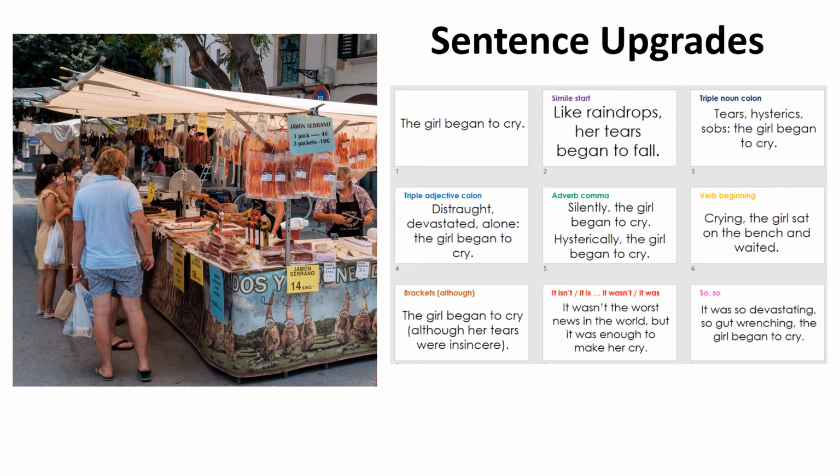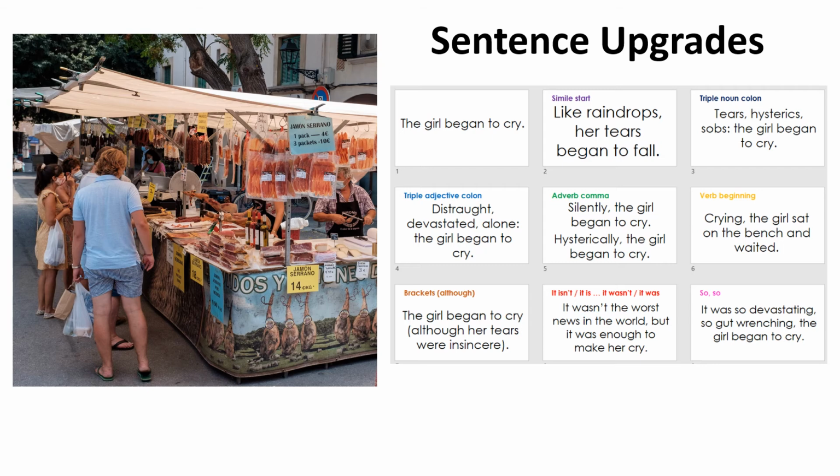Here's an example that I've used quite a few times in many of my classes. In the top corner you've got "the girl began to cry", and all the other boxes are different ways that you can change that simple sentence. You can change it to a simile start, a triple noun colon start, a triple adjective colon start, an adverb comma start, a verb beginning start, brackets although, it isn't it is, and a so-so start.